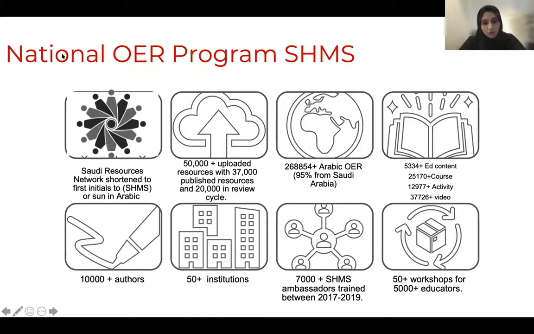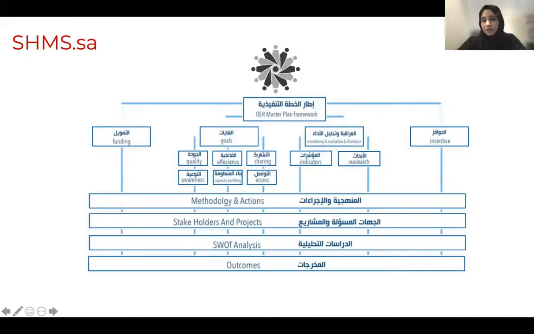More than 50 institutions, and more than 7,000 SHMS ambassadors were trained between the years 2017 and 2019. More than 50 workshops were held for more than 5,000 educators around the Kingdom of Saudi Arabia. So as you can see, it's a very huge project, a mega OER, maybe in the whole Middle East, serving educators and students in the Kingdom and internationally as well.